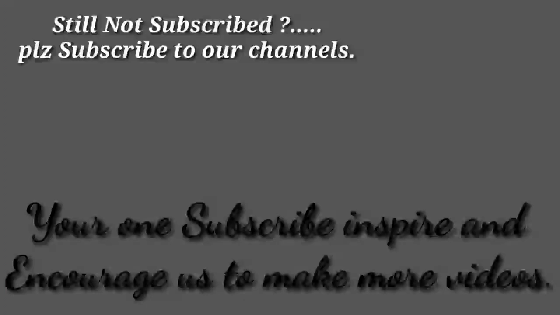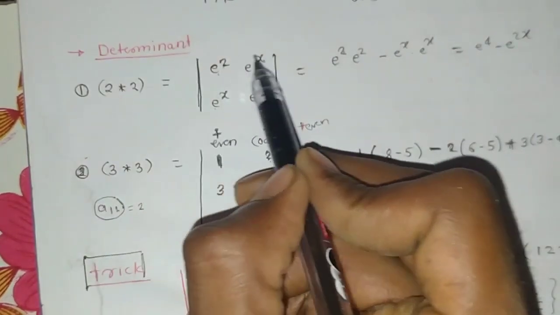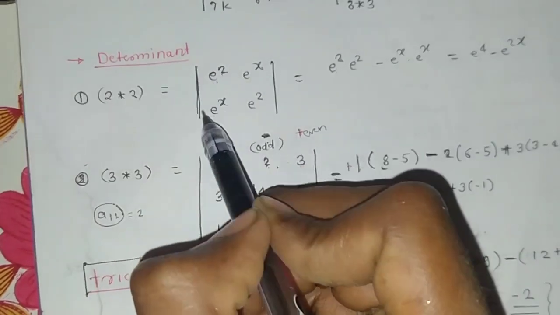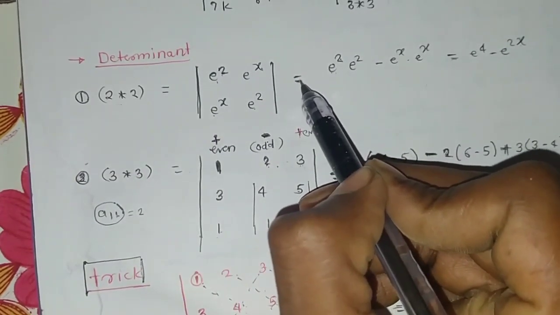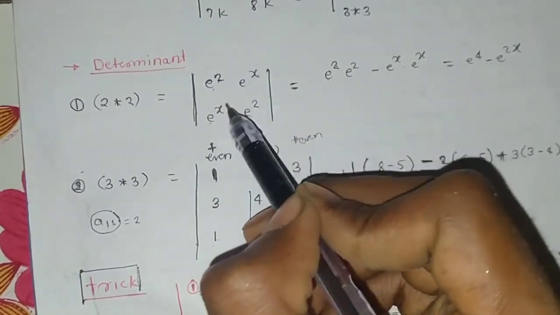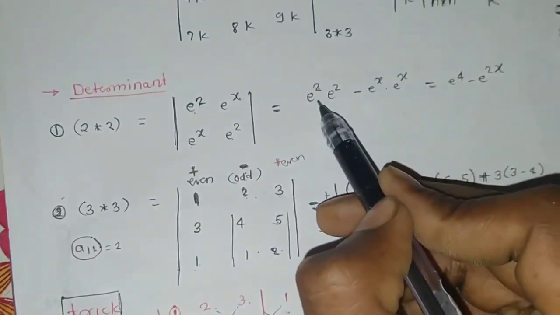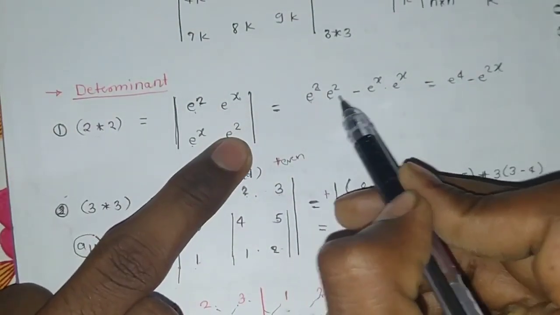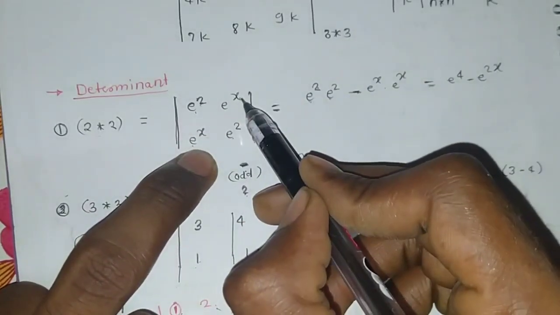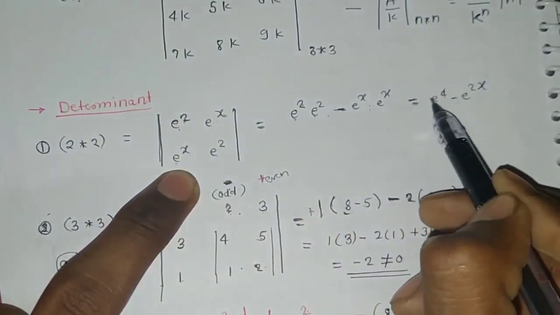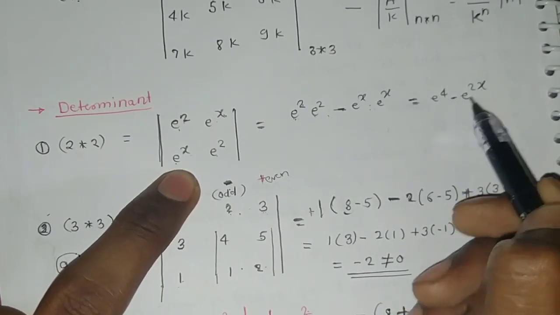Next, first of all we will see how to calculate the determinant of a 2 by 2 matrix. Let us take this example. We take the cross multiplication of this diagonal minus the cross multiplication of the other diagonal. So here e square into e square minus e raised to power x into e raised to power x. If you solve this, it is e raised to power 4 minus e raised to power 2x. So this is simple.